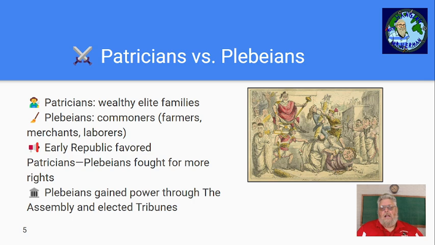Now, let's talk class conflict, Rome style. Patricians were the elite, wealthy landowners with all the influence. Plebeians were the farmers, artisans, and merchants, the majority of the population. At first, patricians held all the political power, but the plebeians pushed back, demanding more rights. Over time, plebeians gained the right to elect their own officials, called tribunes, and participate more through the assembly. It wasn't perfect, but it was progress.